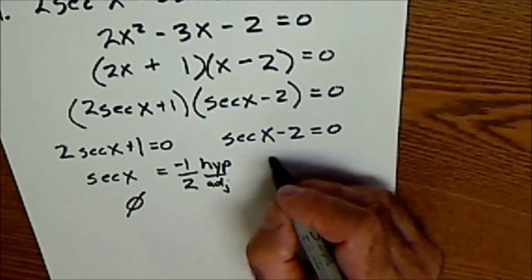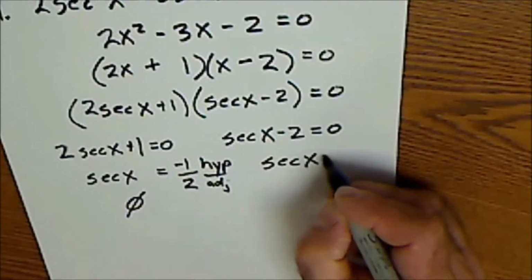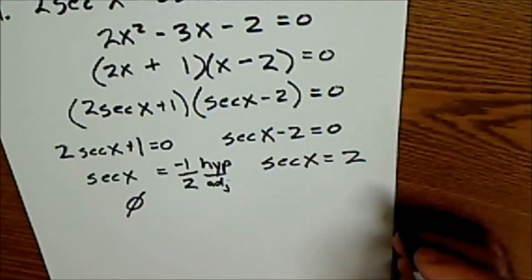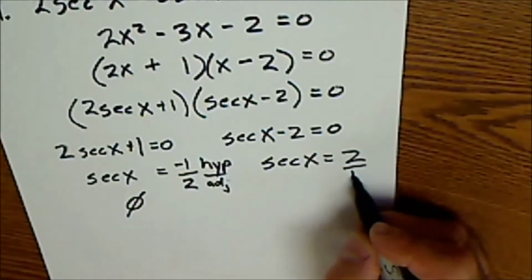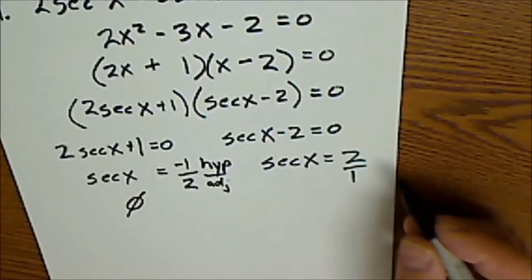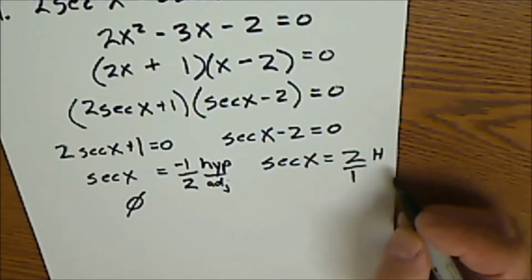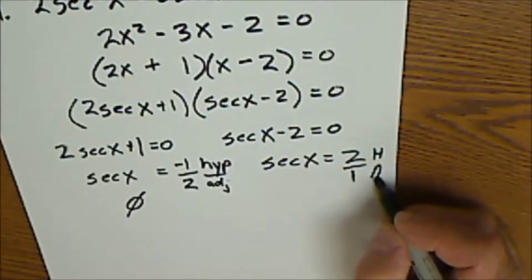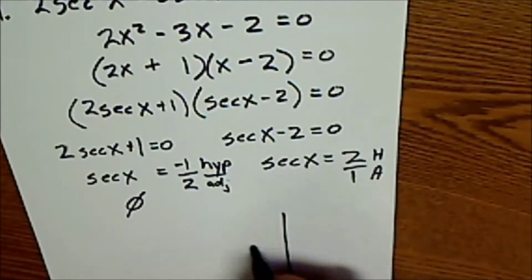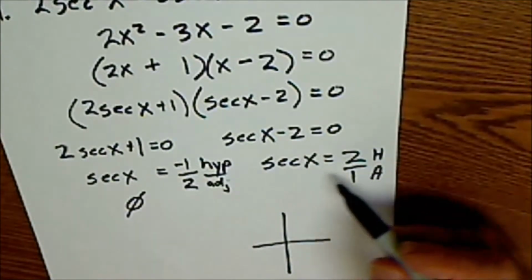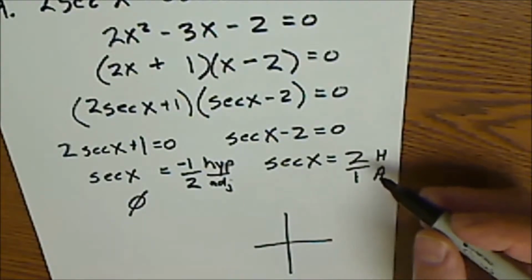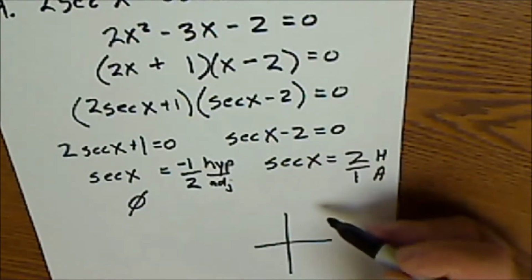Right here, I'm going to add 2 to both sides. Secant of x equals 2. And it's the same thing. This is 2 over 1. This is a ratio of sides. So what I'm really saying here is the hypotenuse is 2 and the adjacent is 1. I can think of it that way, or cosine of x equals 1/2. So secant and cosine correspond.